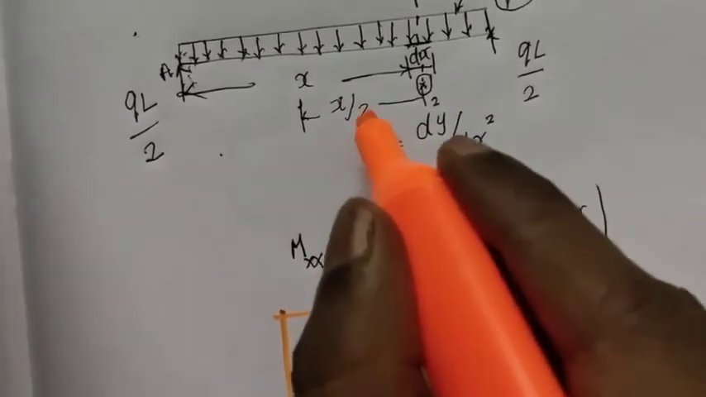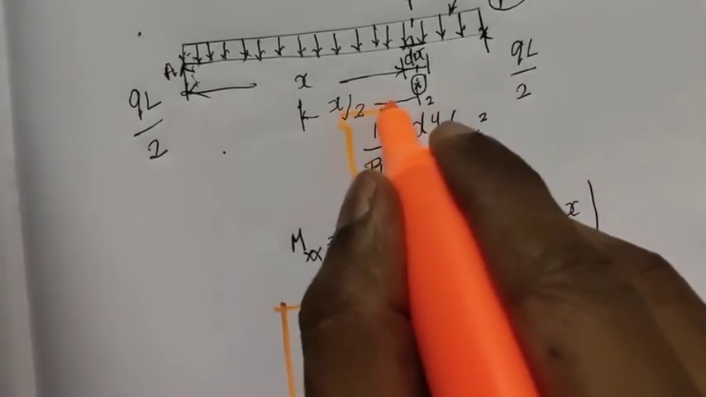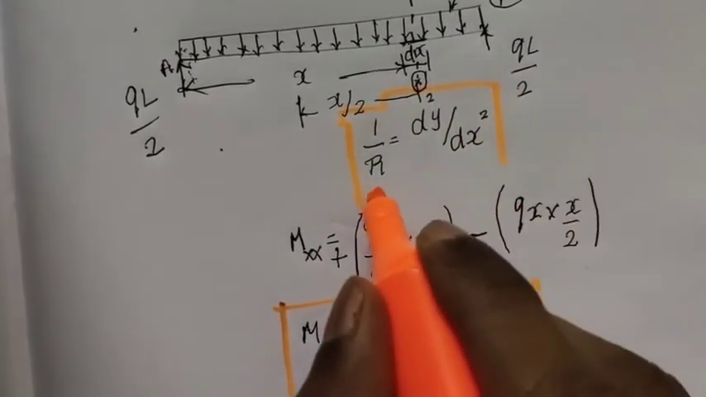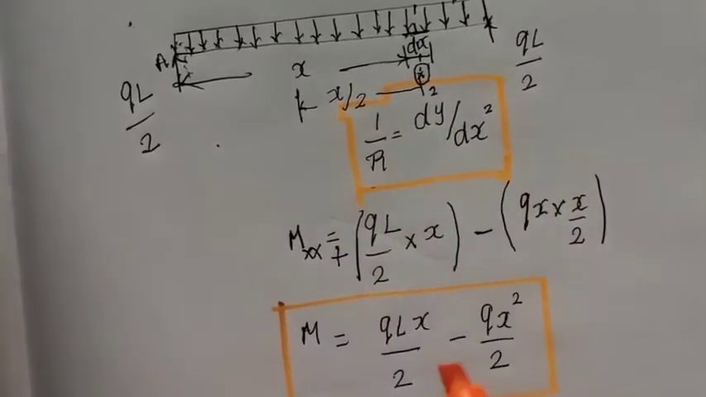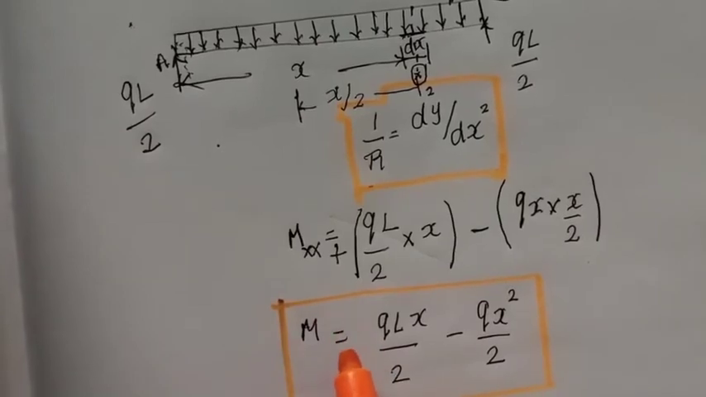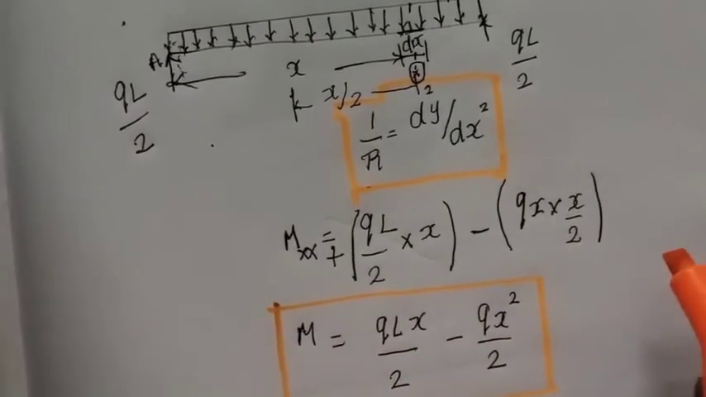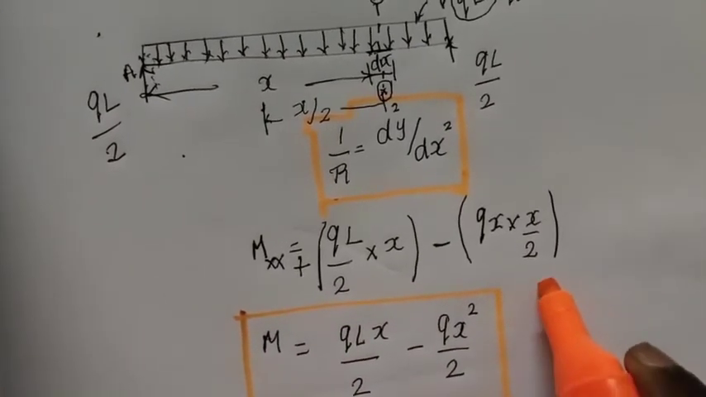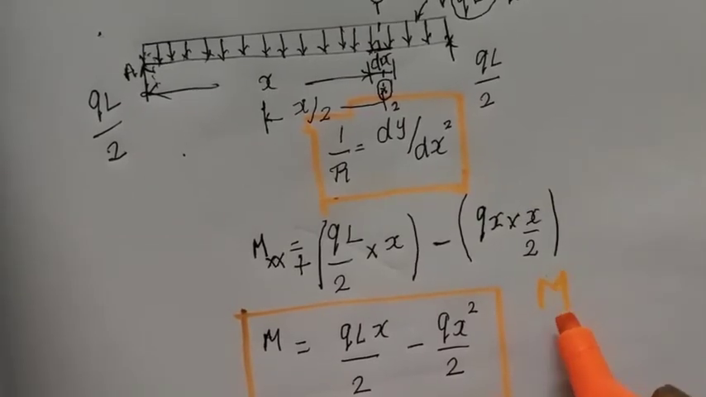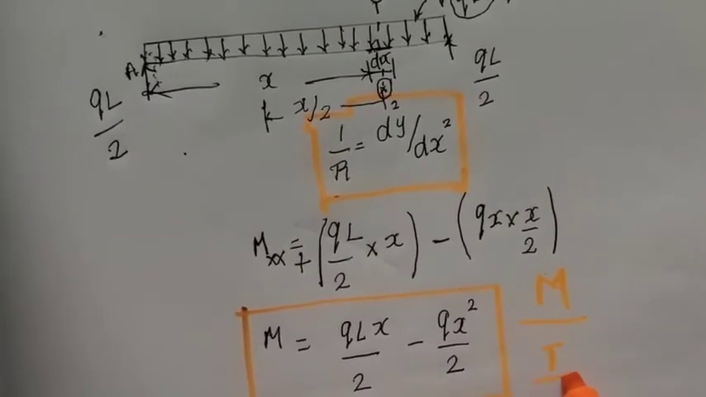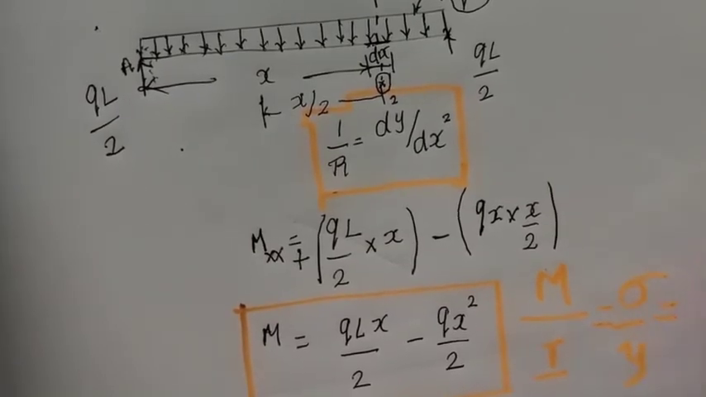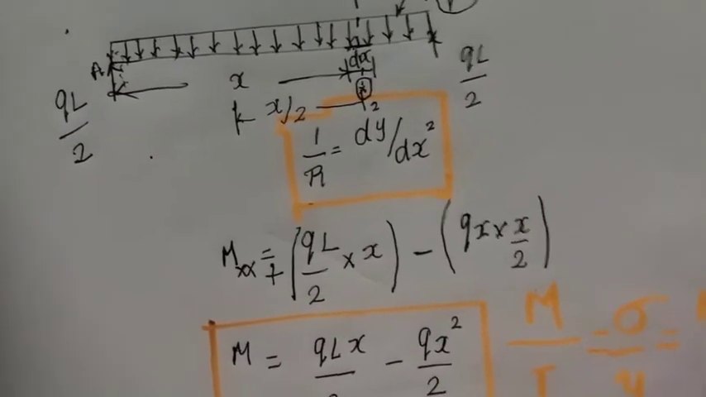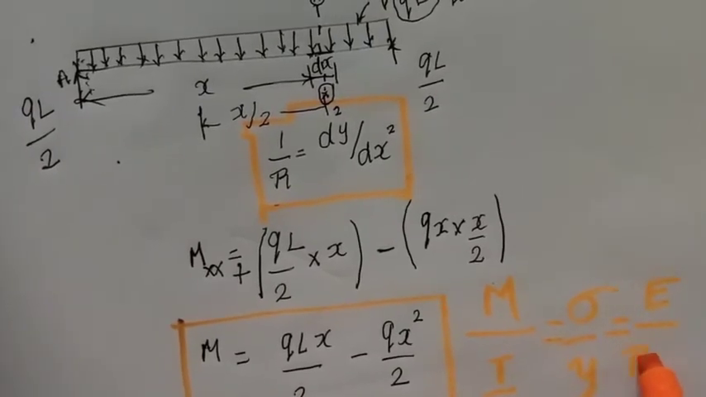And I'll also put a box for this equation. By this time, you would have guessed why I need to get an equation for 1 by R and why I need to get an equation for M. The reason is simple. You know the bending equation that you learned in your strength of materials, that is M by I is equal to sigma by y is equal to E over R.